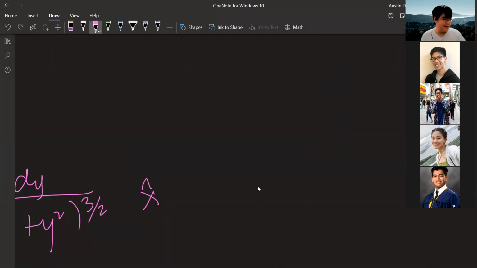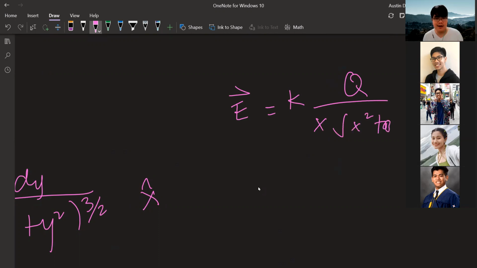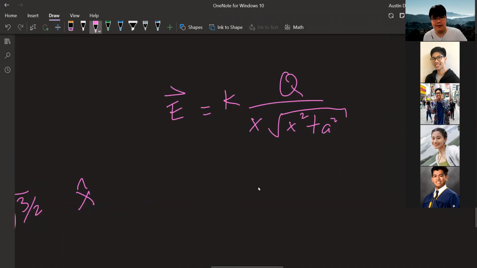And kapag ginawa mo to, okay, tingnan natin yung sagot. Would be nice to know the answer. The answer for this guy is E equals kQ over x squared plus a squared, x hat. Okay, so that's the final answer for this.